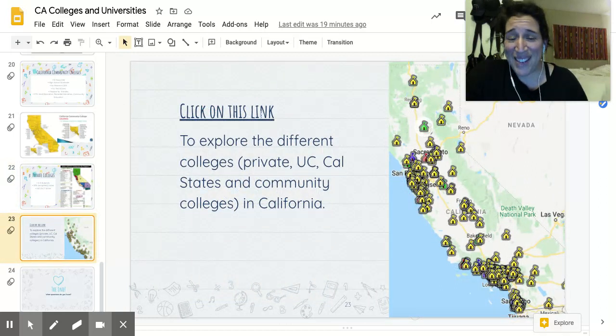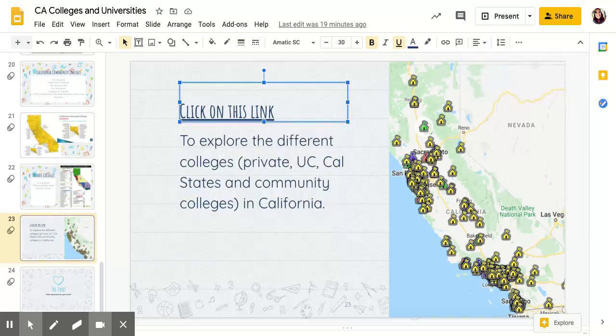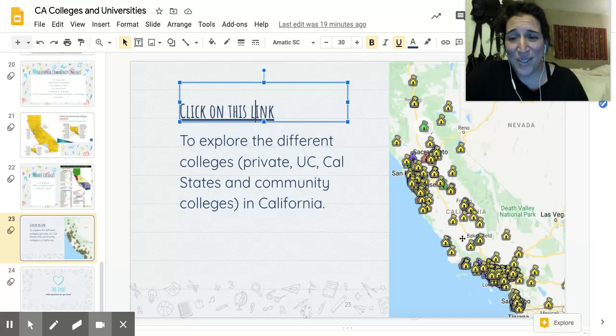Okay, so last thing I want you to do, click this link. It'll take you to explore the different California universities and colleges. And you can zoom in on them.